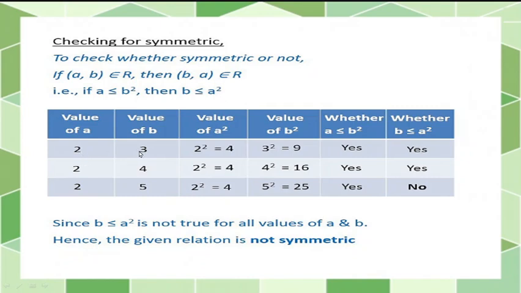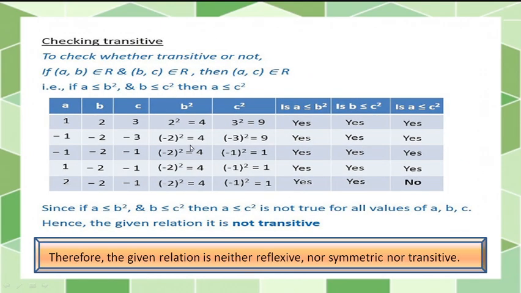So 2, 3, we have taken the values of A as 2 and B as 3. A square, 2 square is 4, 3 square is 9. Now let's put the values in these relations and verify. A means 2 is less than or equal to 9. This is true. Then 3 is less than or equal to 4. This is also true. But this is not true when we take the value of A as 2 and B as 5. So this is not symmetric. You can also check by taking some other values.